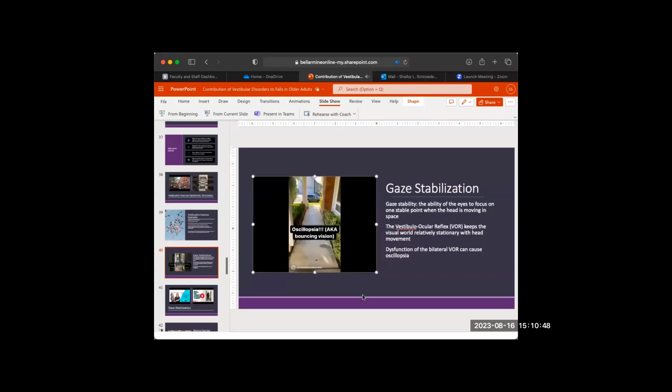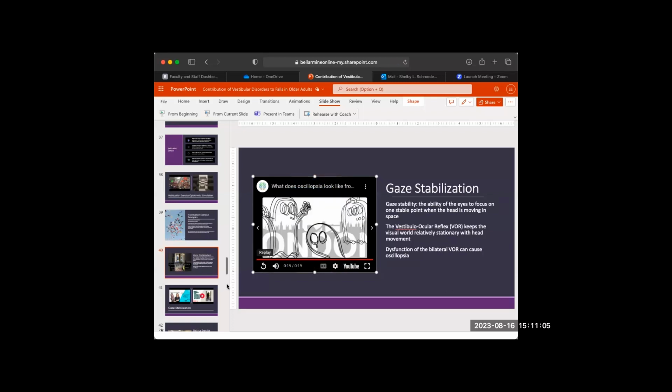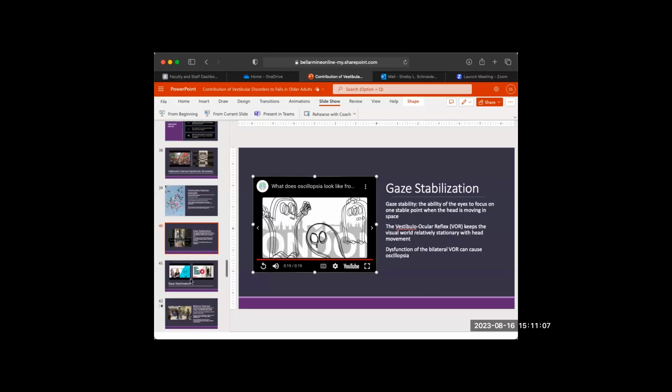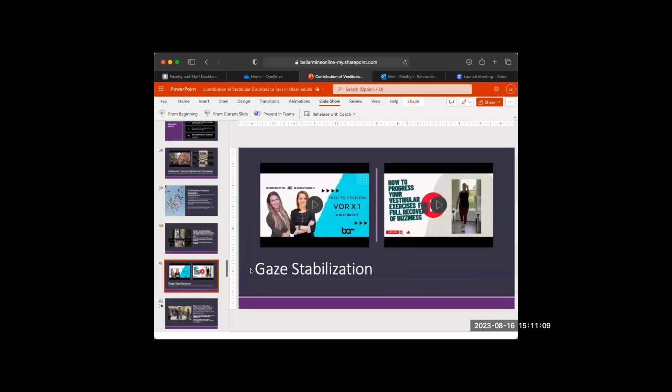So this is what it might look like. We can see how this would make us dizzy or be really disruptive to life. So this was made by someone who had experienced this. Okay. And so here are some examples of gaze stabilization exercises. This is the most simple one, and then ways to progress.